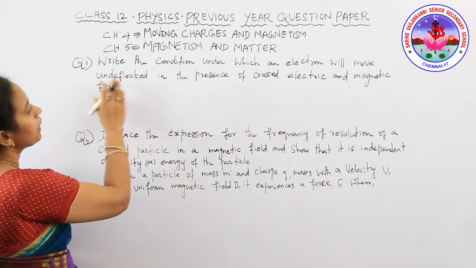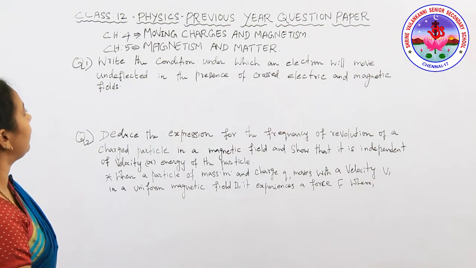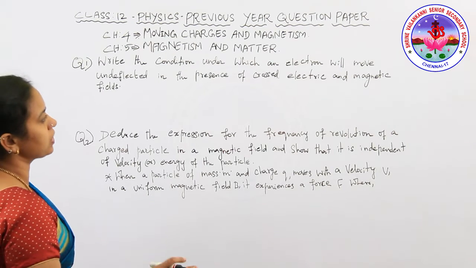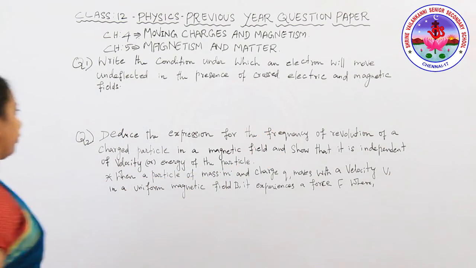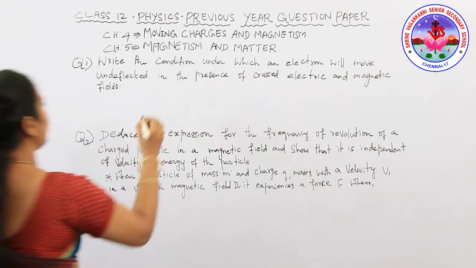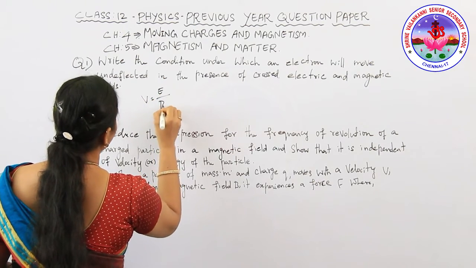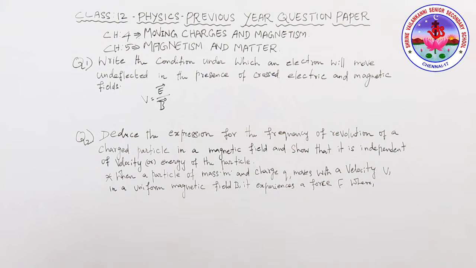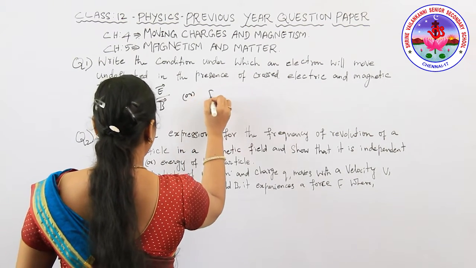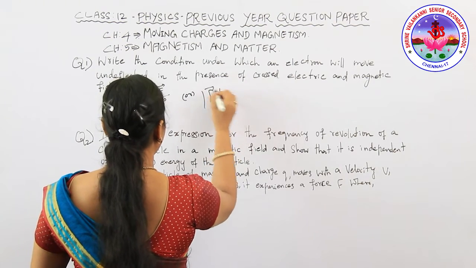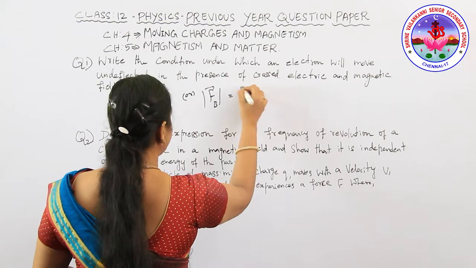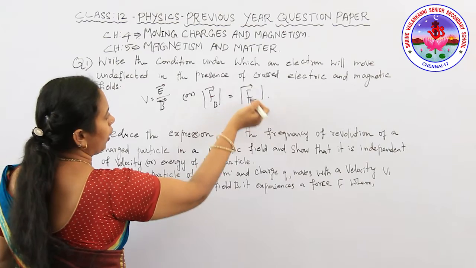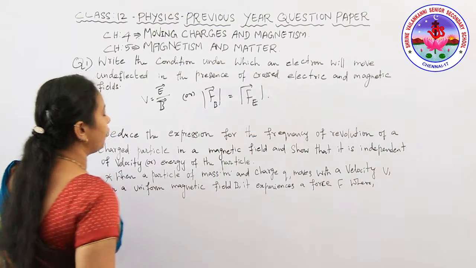So question number 1, write the condition under which an electron will move undeflected in the presence of crossed fields. That means crossed fields, which means what? Electric and magnetic fields. We can say that v which is equal to E vector by B vector, that is the electric field by the magnetic field. Or alternatively we can say that modulus of Fb is equal to modulus of Fe, that is the Lorentz force of the magnetic field is equal to the force due to the electric field.